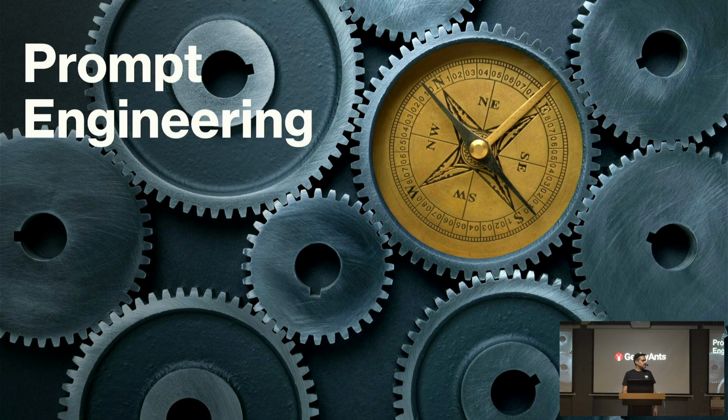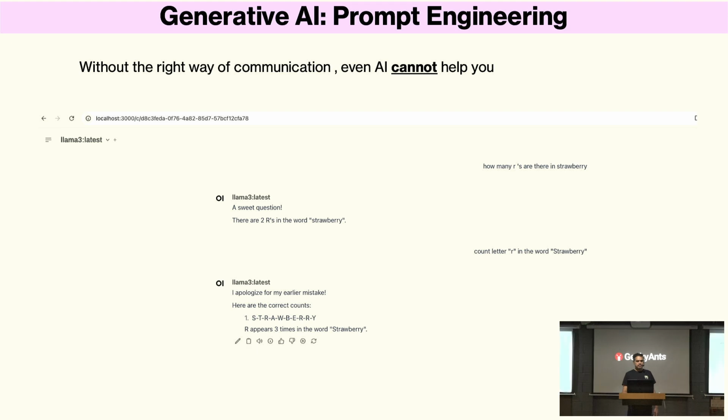Next is prompt engineering. Just examine this properly. If you ask the question, how many R's are there in a strawberry? Any LLM, even you can pick up your WhatsApp, there's a Llama AI with a blue circle. Click that and ask this question the same way: how many R's are there in the word strawberry? It will tell you two. But if you put the right prompt, count the number of letter R in the word strawberry, it will come back and tell you it's three. So without the right way of communication, even an LLM cannot help you out.